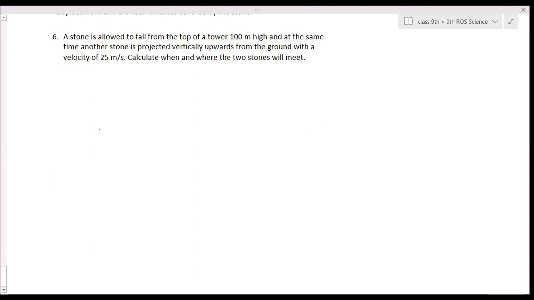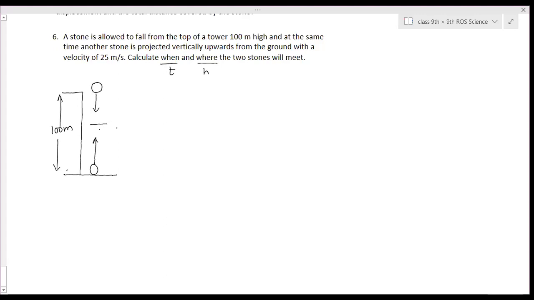Here, this is a tower. The total height is 100 meters. One object is made to fall downwards and one object is thrown upward. Suppose they meet at this position. They are asking when and where. That means you have to calculate when, meaning time duration, and where, meaning position: at what height above the ground both the stones will meet.